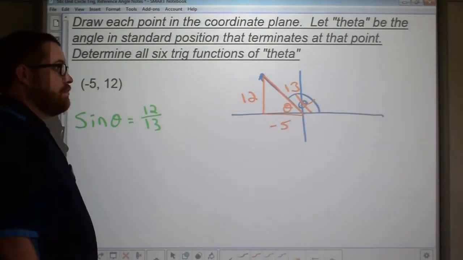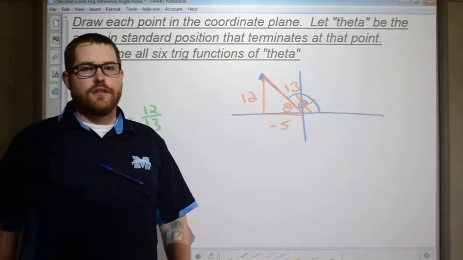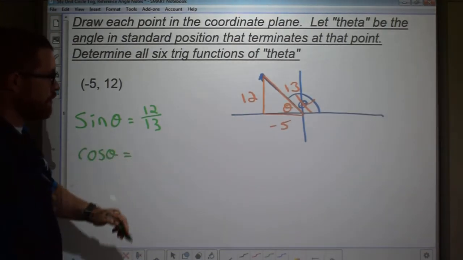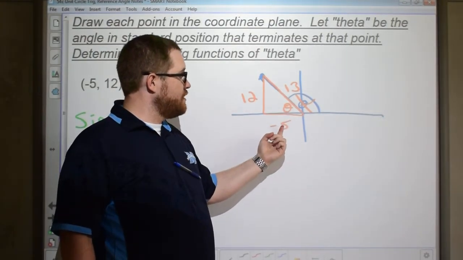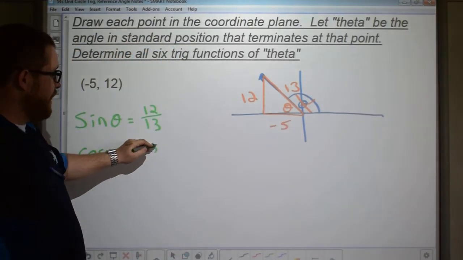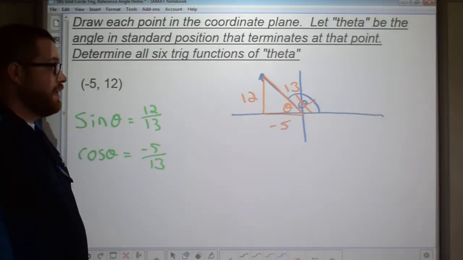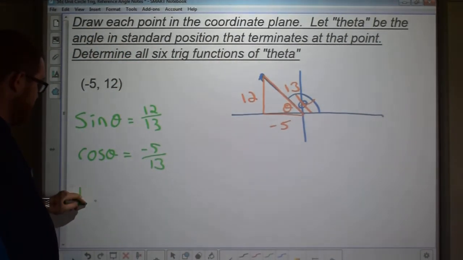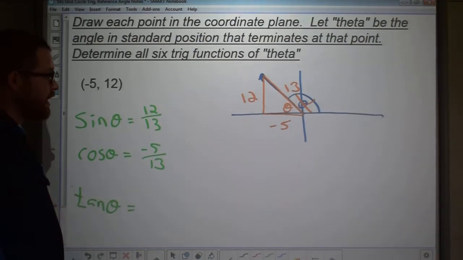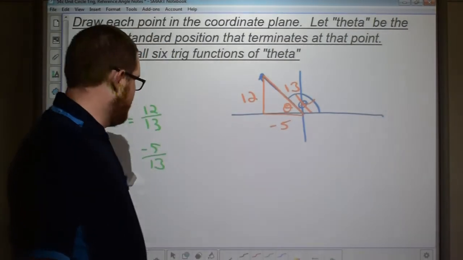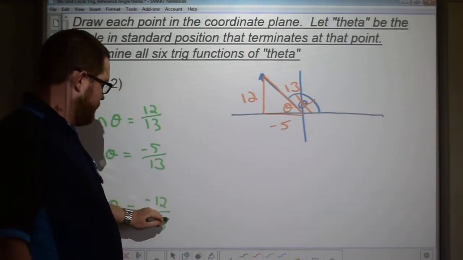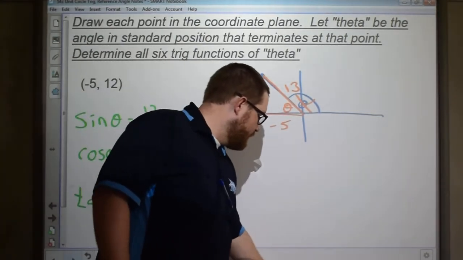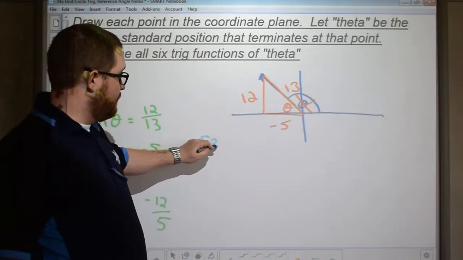I wrote it as positive. Is sine positive in the second quadrant? Yes, that works out. How about the cosine of theta? Well, the cosine of theta is the adjacent over the hypotenuse. It's -5/13. Is cosine supposed to be negative in the second quadrant? Yes. How about tangent of theta? Well, tangent is opposite over adjacent, so it's going to be -12/5. Is tangent supposed to be negative in the second quadrant? Yes, so we're good.